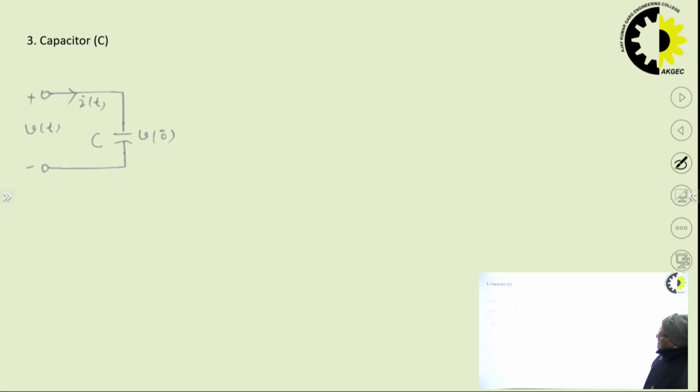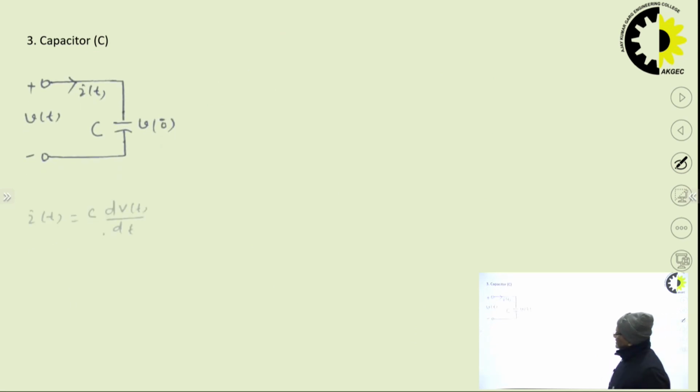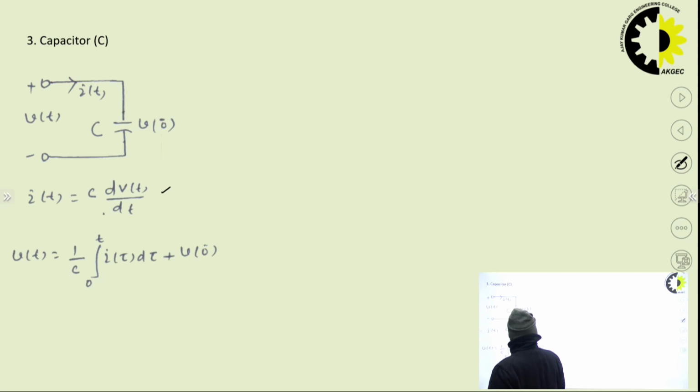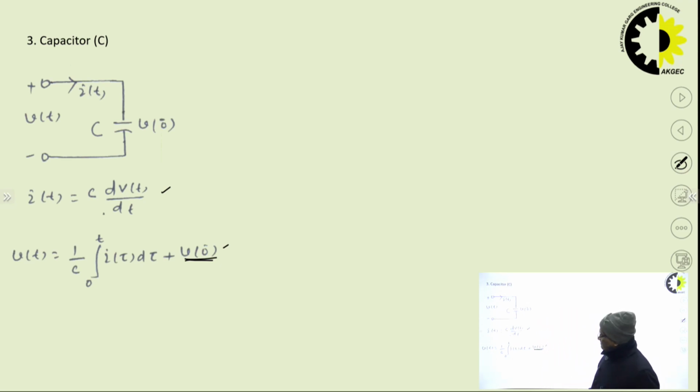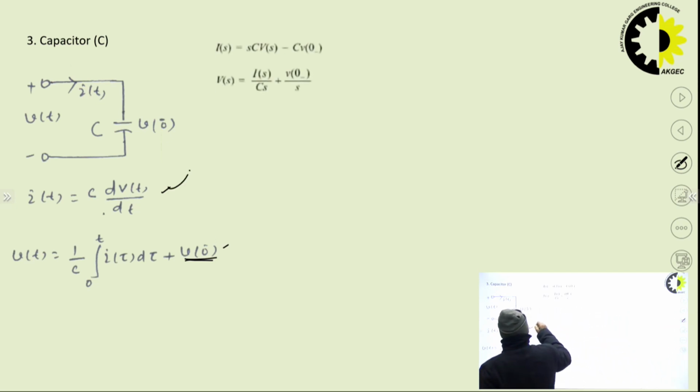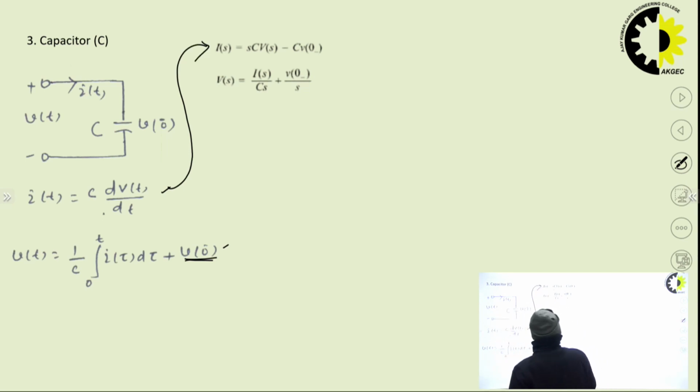Now, come to the capacitor. This is a capacitor in time domain. These are the equations for the current through the capacitor and the voltage across the capacitor, and this V0 is nothing but the initial voltage across the capacitor. Once we have written the equations, we can apply the Laplace transform. This is the Laplace transform of the equation for the current, and this is for the voltage.